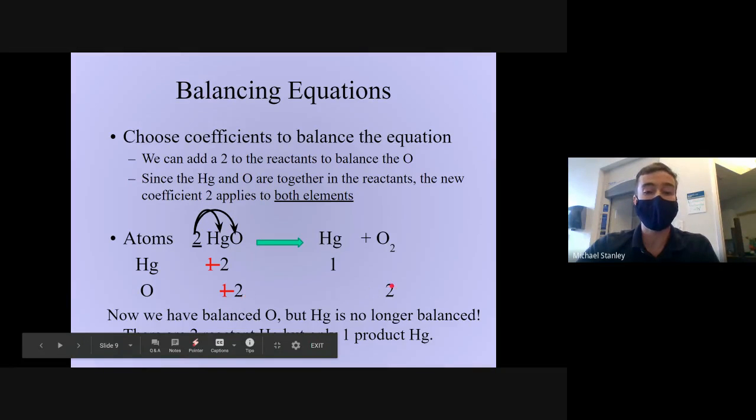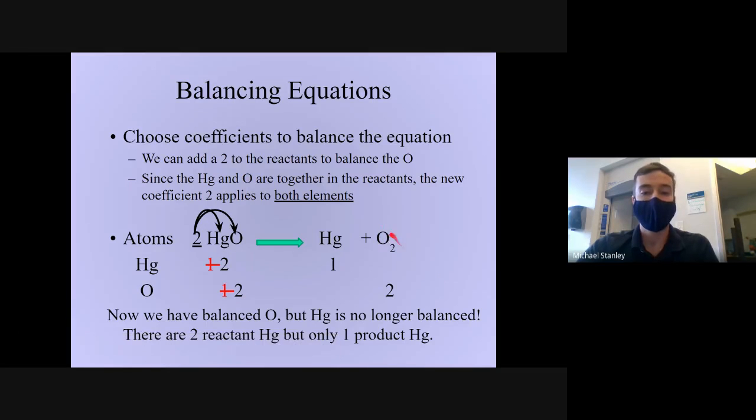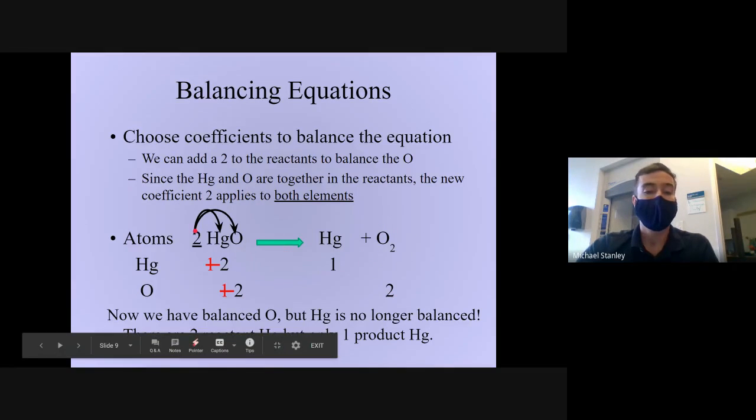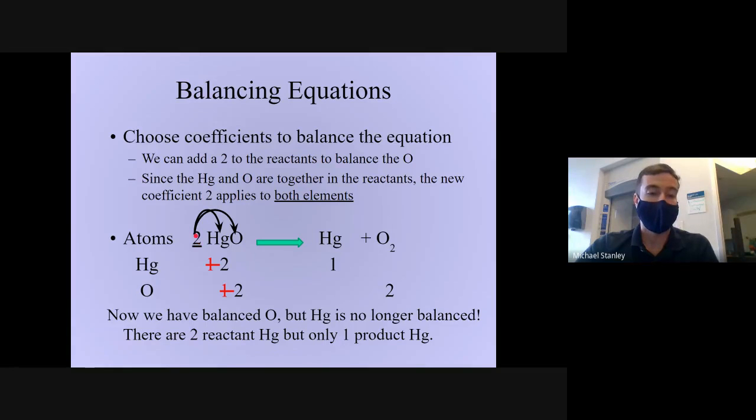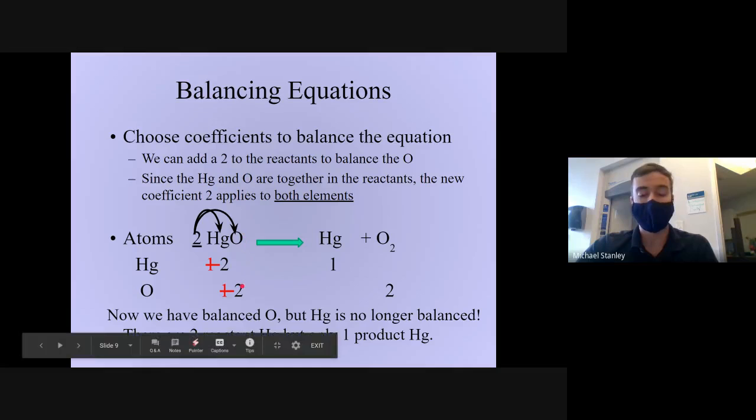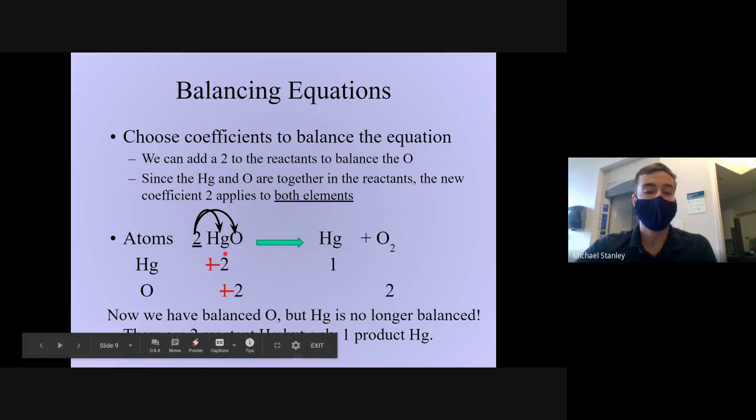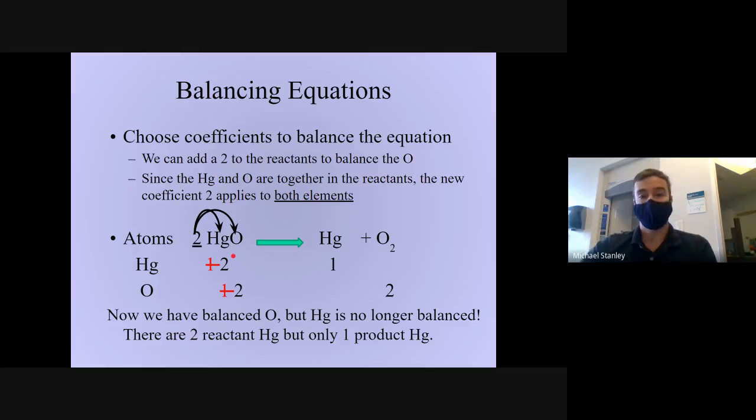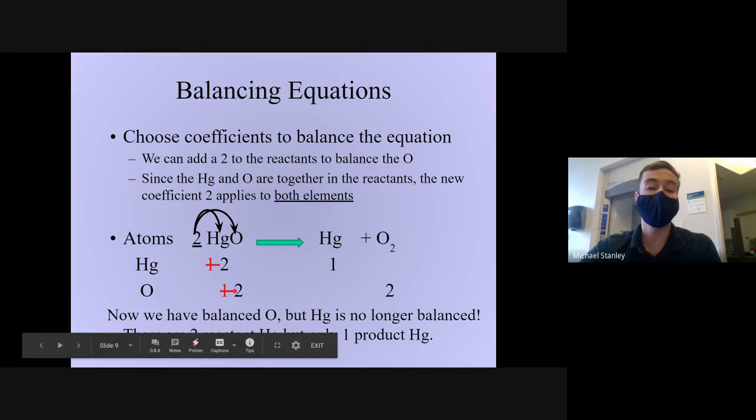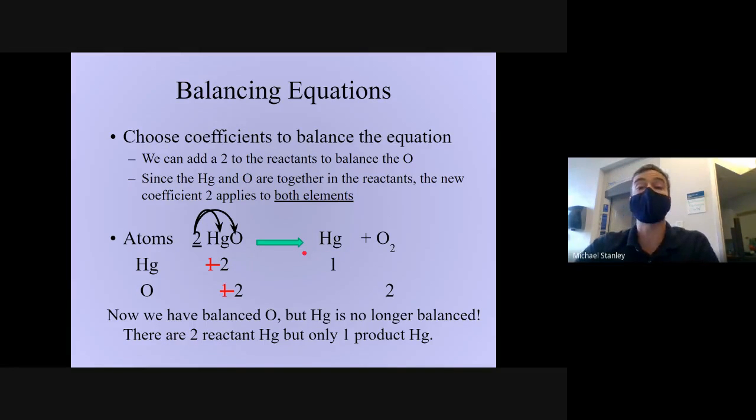So now our oxygens are balanced. I have 2 O's on the product side, and thanks to this guy, I have 2 O's on the reactant side. So that's good. We completed that step. But now I have 2 Hg's on the reactant side. So I balanced my O's, but I made my Hg's unbalanced in the process. So sometimes this happens. Actually, a lot of times this happens. When you go to balance one thing, it'll cause something else to become unbalanced.